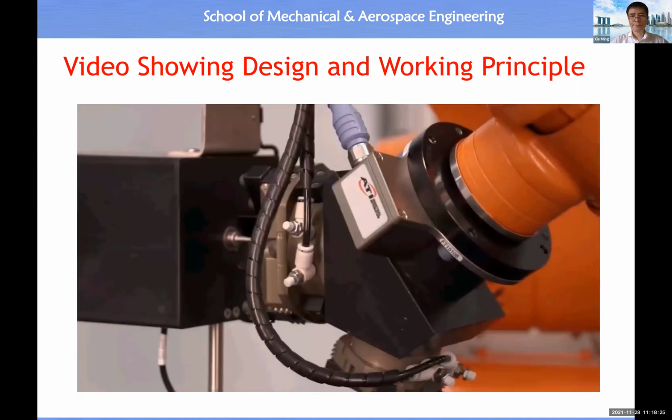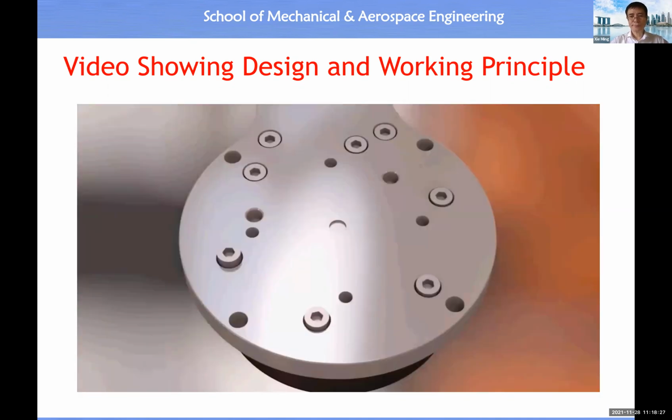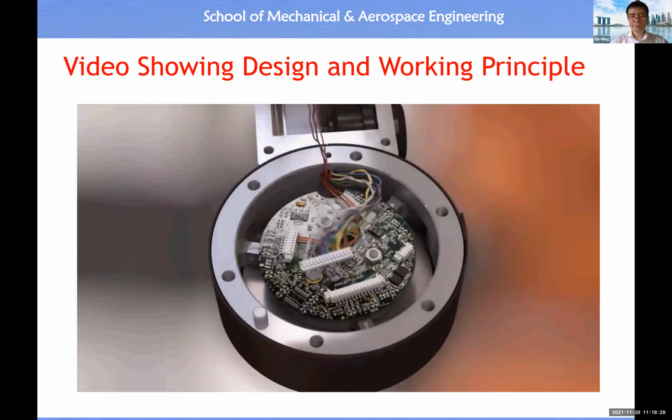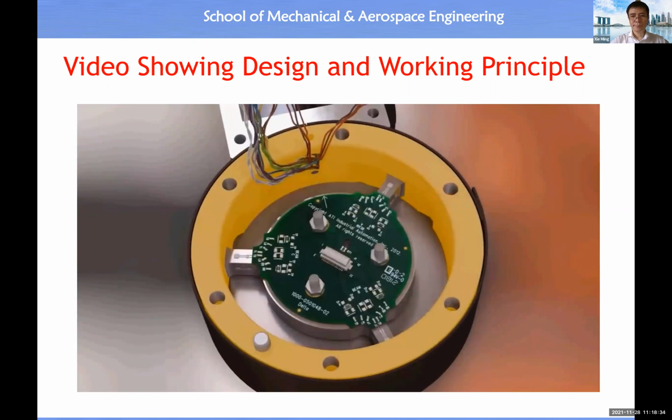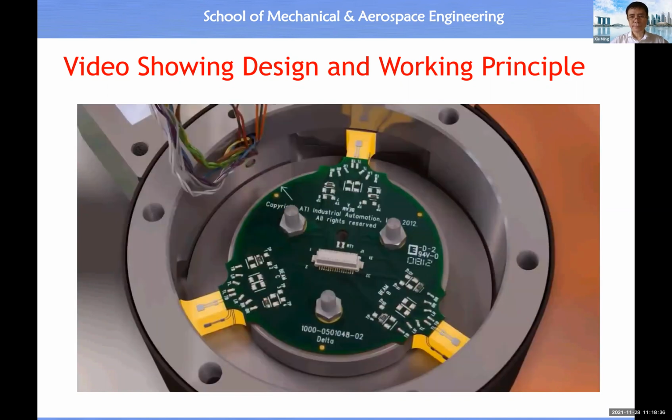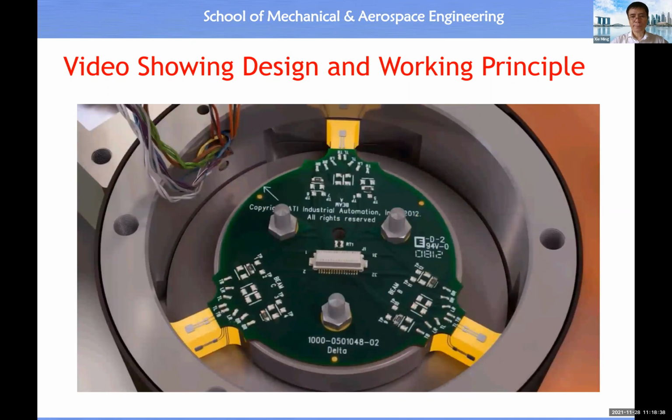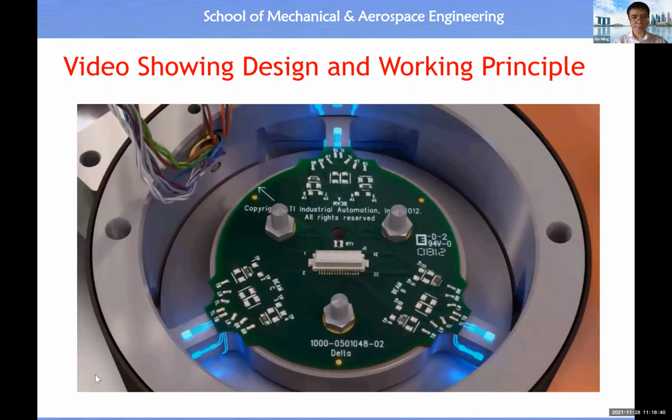When you look inside the ATI force torque sensor, you can imagine it resembles a wheel with an outer wall, an inner hub with spokes or beams connecting them. Each beam has 4 silicon strain gauges that function in pairs.